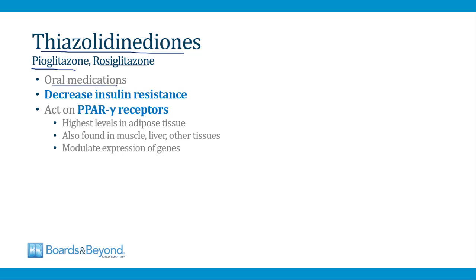These are oral medications and they work by decreasing insulin resistance. They do not boost insulin release like sulfonylureas and meglitinides. Their mechanism of action is complex, but what you want to know about these drugs is that they act on receptors called PPAR gamma receptors. These are found in lots of places in the body, but there are very high levels in adipose tissue. You can also find them in muscle and liver and other tissues, and they modulate the expression of genes, and through this modulation of gene expression, they lead to decreased insulin resistance.